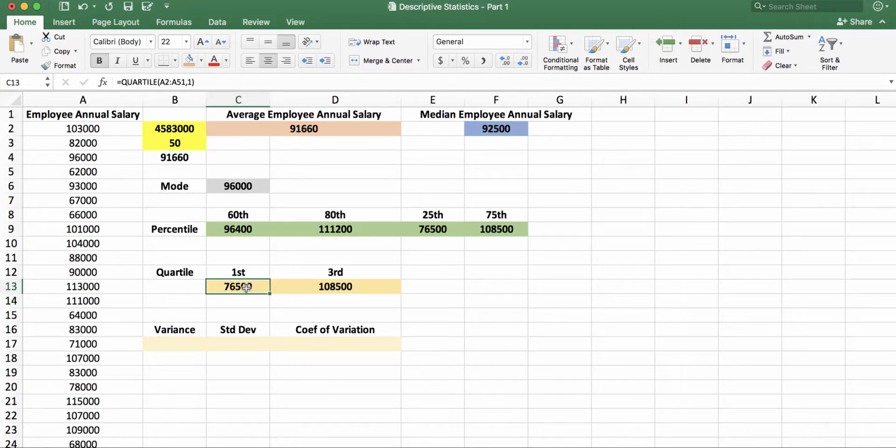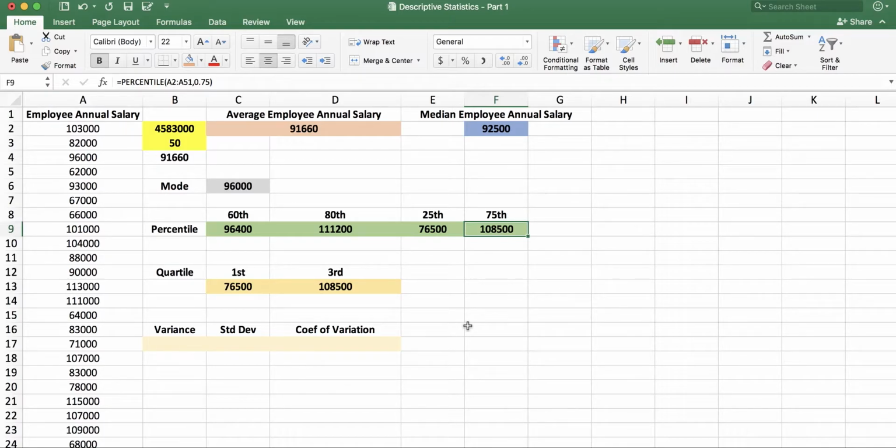So look at this one. First quartile is 76,500 and 25th percentile is 76,500. And look at the third quartile. It's the same as the 75th percentile. So as I mentioned early in the video, the first quartile is the same as the 25th percentile and the third quartile is the same as the 75th percentile.